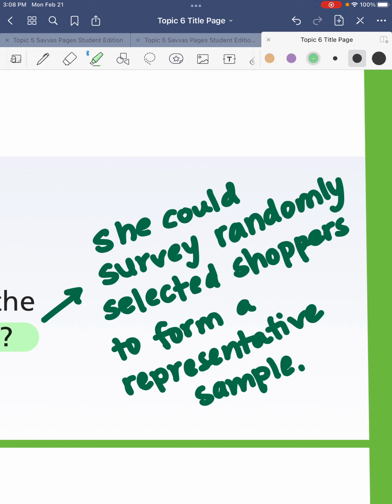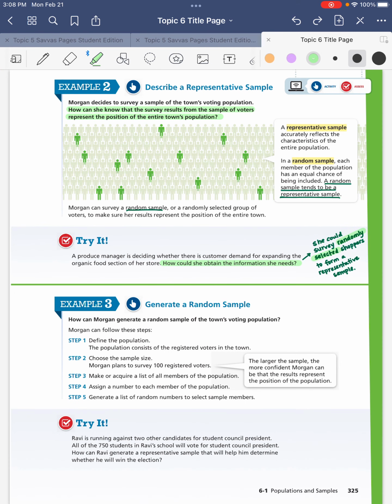Now, why is it important that the shoppers be randomly selected? Well, randomly selected samples will form a representative sample. Okay, so that randomly selected is very important there. Okay, let's look at example 3. So it says, how can Morgan generate a random sample of the town's voting population? Well, it says Morgan can do the following steps. Step 1, define the population. Step 2, choose the sample size.